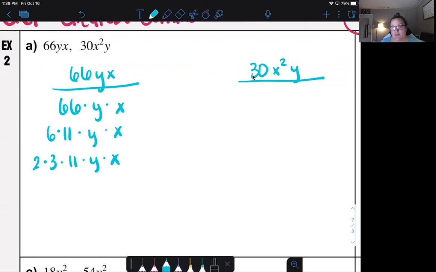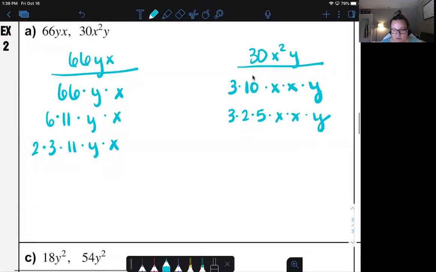So now we're gonna do the same with 30x squared y. So 30 is like 3 times 10. x squared is really x times x, times y. You need to make sure that you do have multiplication signs in between each of these. So then we can break down 10 even farther. So 10 is 2 times 5. All right, and now we have a prime factorization for each of these terms. Well, do they have any common factors?